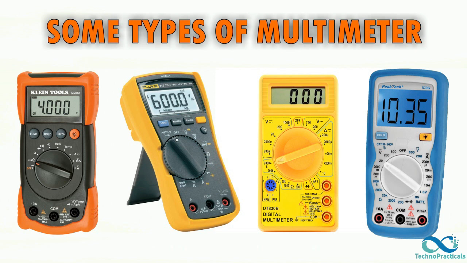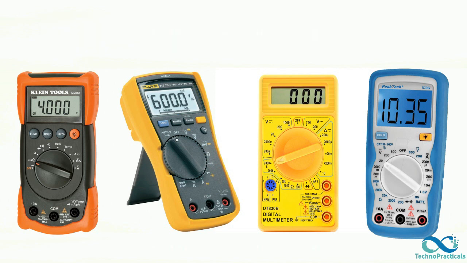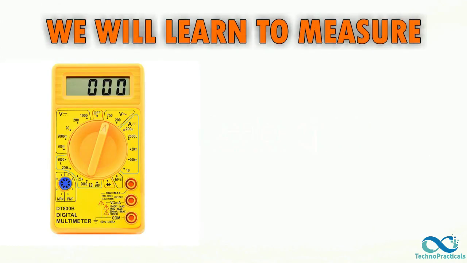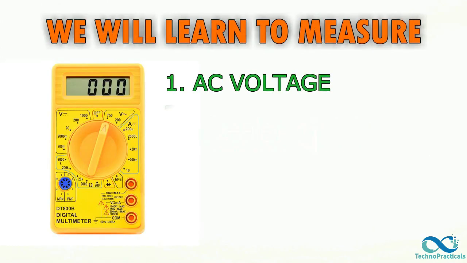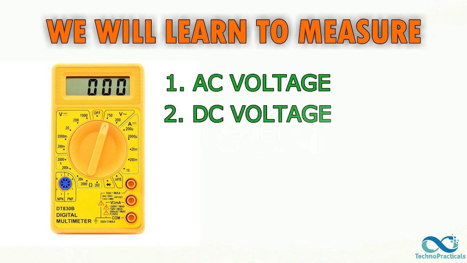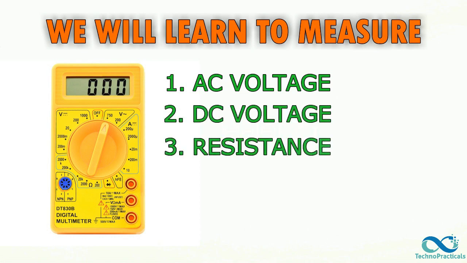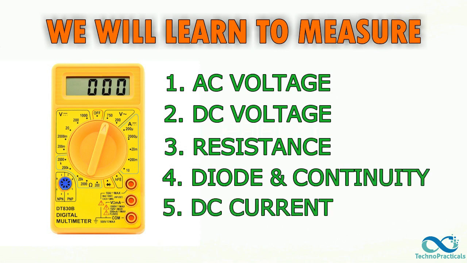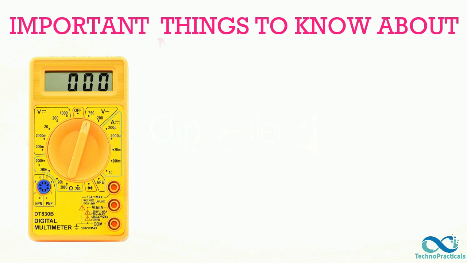There are various types of multimeter available in market. The one which we are going to use is this variant. It is easily available in most of the electronic shops and is very low cost as well. So if you want to learn how to use a multimeter, you can get this multimeter and start learning. So we are going to learn how to measure AC voltage, DC voltage, resistance, diode and continuity and DC current using a multimeter.